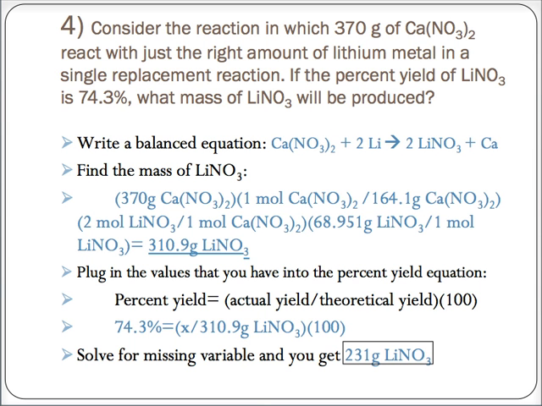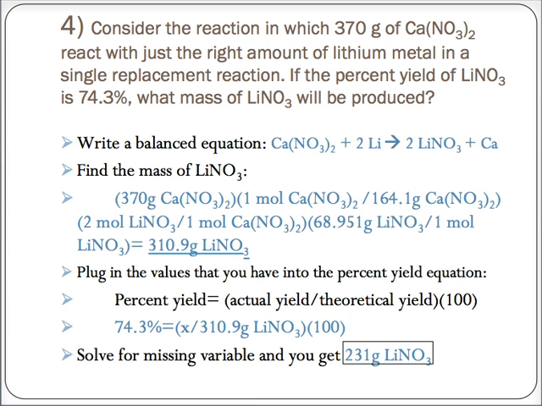So first, again, we're going to write out the balanced equation, which is CaNO3 plus 2Li combined to form 2LiNO3 plus Ca. So we work this out pretty much the same way by finding the mass of LiNO3, because that's the one we're trying to find the mass for that was actually produced. Okay. So first we multiply 370 grams of CaNO3 by its molar mass, which is 1 mole of CaNO3 over 164.1 grams of CaNO3.